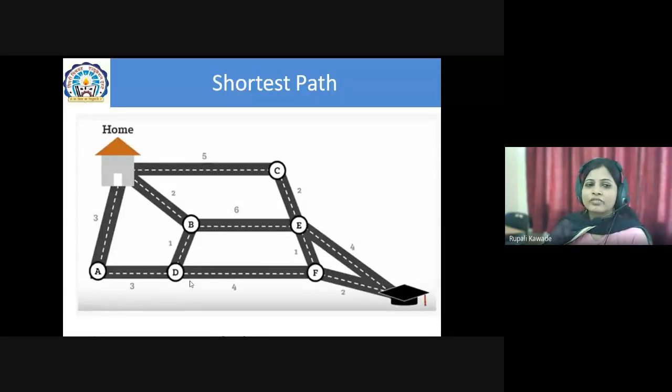Suppose we have to go somewhere from your home. You can have many paths. From this particular node to node B, E, F, or D, whatever the node is, we have to find out. For each of the nodes, we can have many paths. Out of those, we have to find the shortest path, the one by which we can reach in the minimum time.